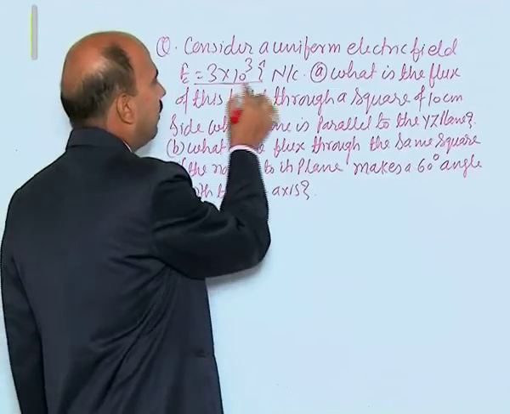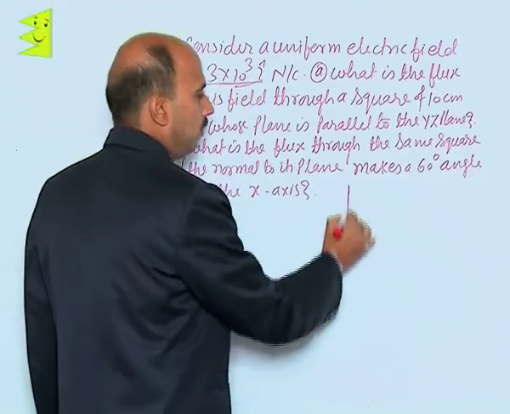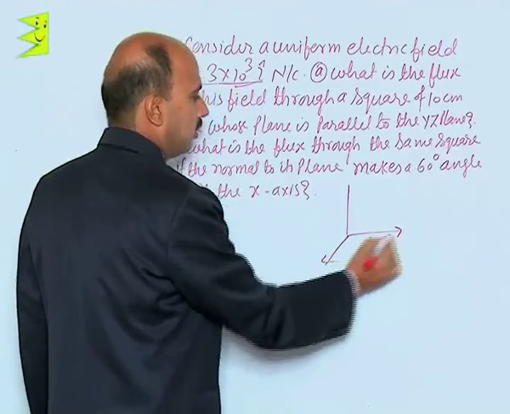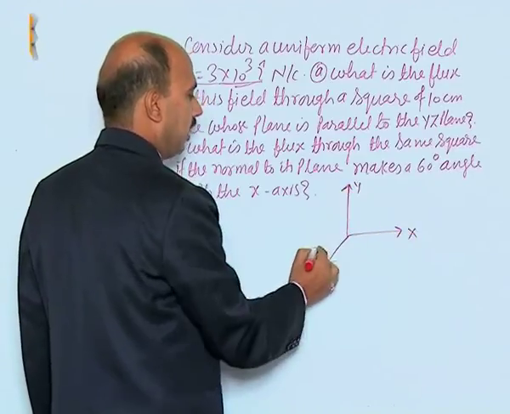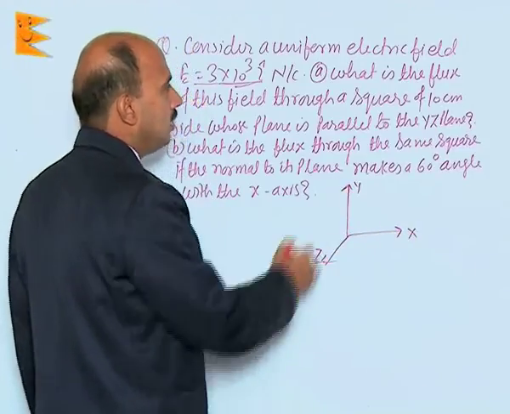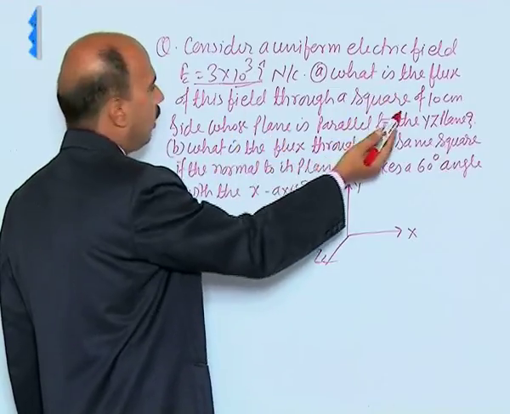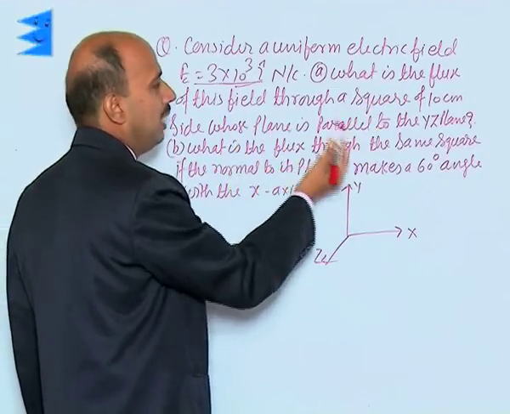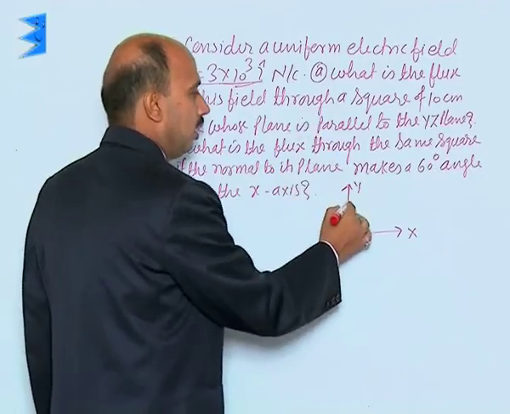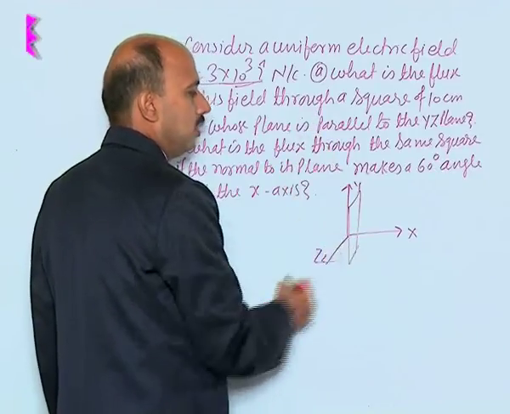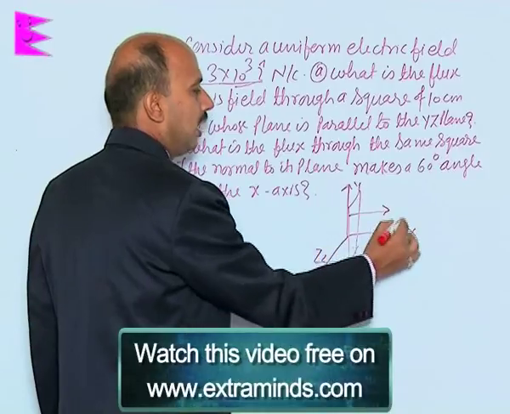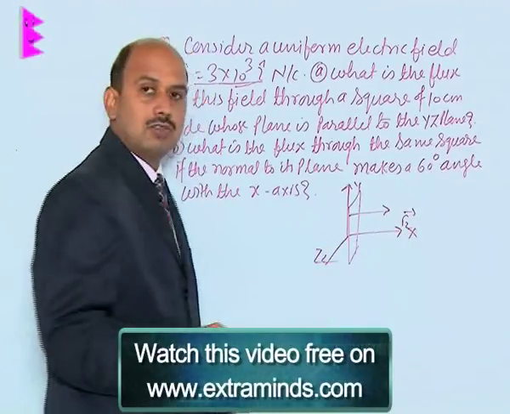So, electric field is given along x axis. If you draw these three axes here, this is x, y and z, and take the first case: what is the flux of this field through a square of 10 centimeter side whose plane is parallel to the yz plane. So, the plane is like this, it means the area vector is to this side, the electric field is to this side, the angle is 0 degree.